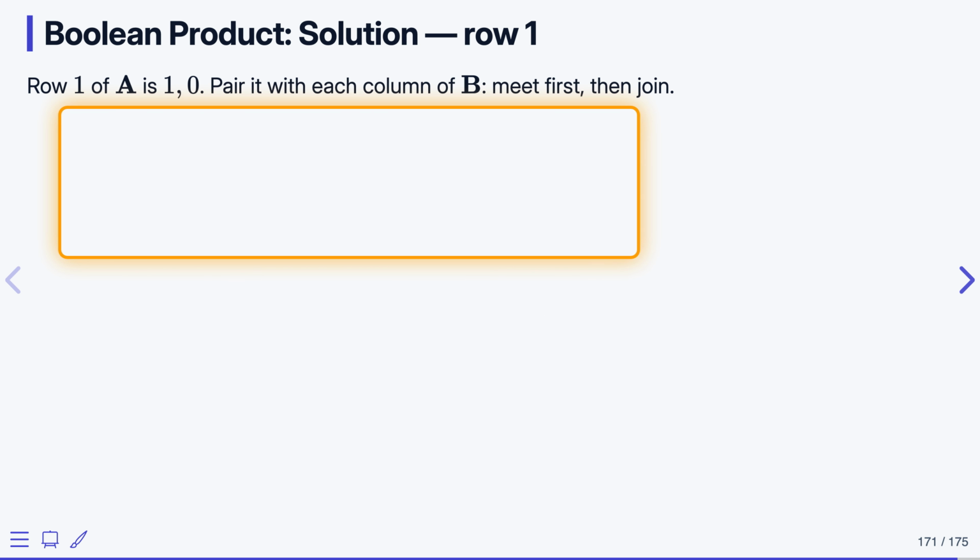Now the solution, one entry at a time. Row 1 of A is 1, 0. We pair it with each column of B in turn. Inside each pair we take the meet, the and. Then we join the results with or.